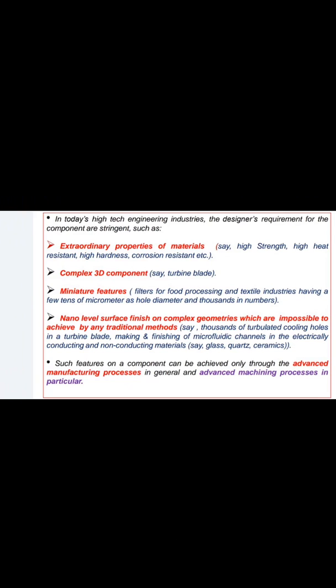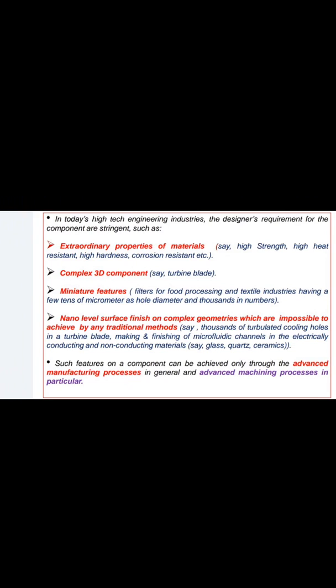In today's high-technology engineering industries, the designer requires components which are strictly according to the standard given in the international market or designed by the scientist or researcher. These properties may be extraordinary properties of materials such as high strength, high heat resistance, hardness, and corrosion resistance. Complex 3D components such as turbine blades are to be manufactured in day-to-day industries. This is the need of today's engineering field, that they need to develop more and more complex 3D components.